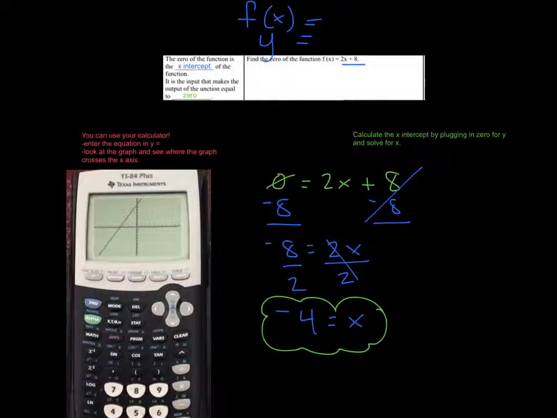Now, one of the most common mistakes with this, when you see zero of a function, you've got to make sure you're looking at the x-intercept, where it crosses the horizontal axis, the x-axis. You do not want to look at the y-intercept, so please be careful with that.